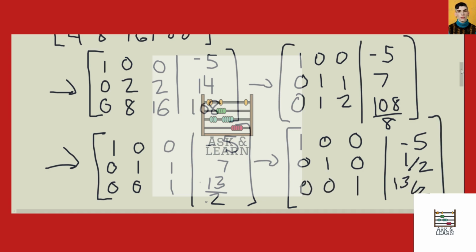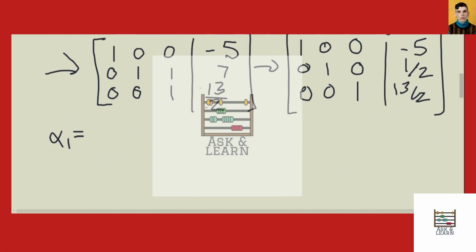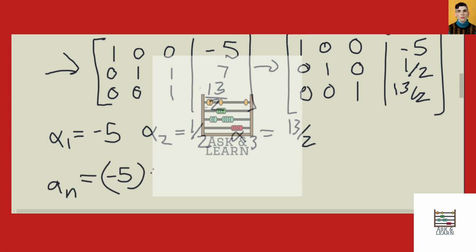And so the solution to our system is alpha 1 equals negative 5, alpha 2 equals 1 half, and alpha 3 equals 13 halves. And so the particular solution is a_n equals negative 5 times 2 to the n plus 1 half n times 2 to the n plus 13 halves times n squared times 2 to the n.